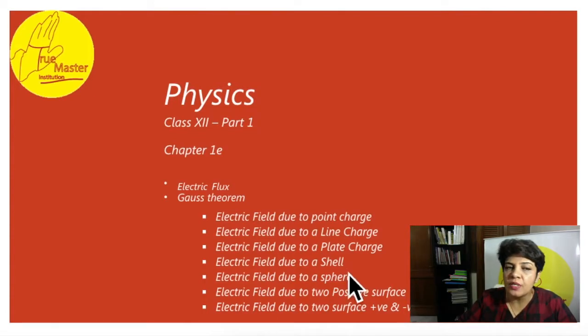Electric field due to a sphere of charge, similar to the shell. This will also cover field outside, inside and on the surface. Electric field due to two positive surface plates in three regions, left, right and center. Electric field due to two oppositely charged parallel plates, covering all three regions when the point is placed left, center and right.